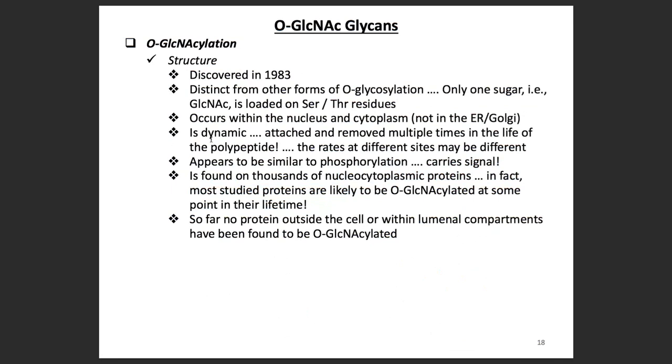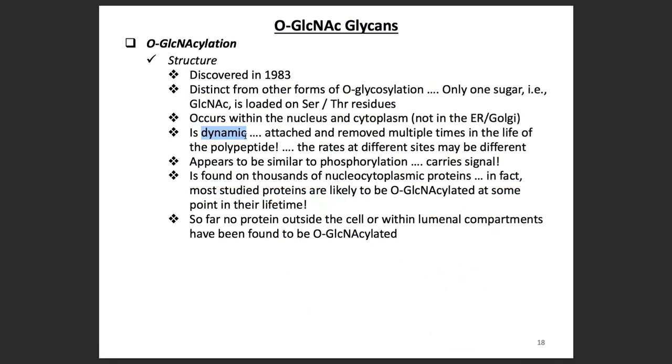The other important point, and this is very important, is that this modification is dynamic. That means you can have a protein that has the O-N-acetyl glucosamine residue at some point, and then if you isolate the same protein at some other time, you may not have it, because by then it would have been removed. Think about the consequences of that. You might be taking cells at a certain point in time and trying to identify whether the protein is glycosylated or not. You may conclude that the protein is not glycosylated, but at the point you took the sample, it may not have had the residue.